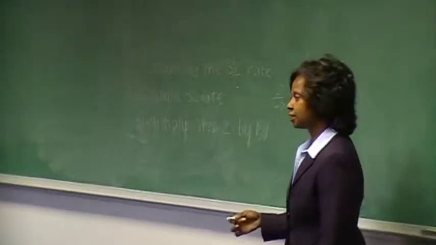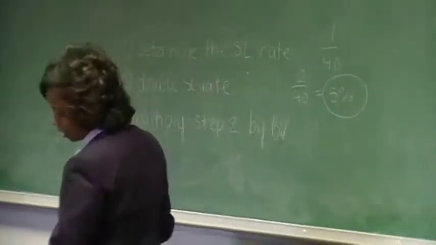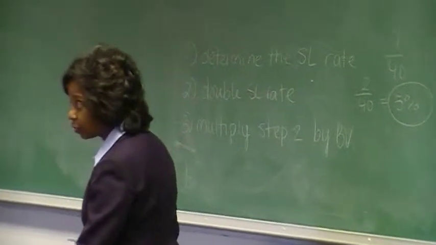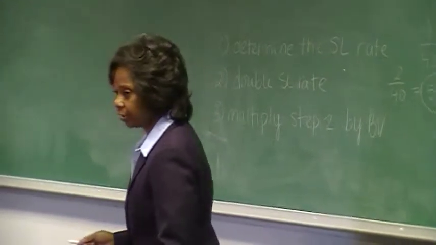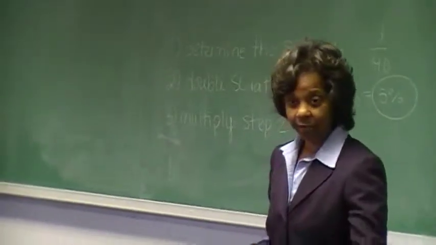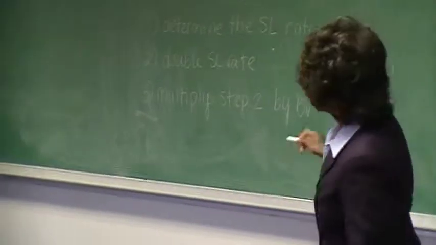The next step is to come up with the double declining balance depreciation for the first year. So we're going to take the book value, which is the cost the first year, right? Which is what?